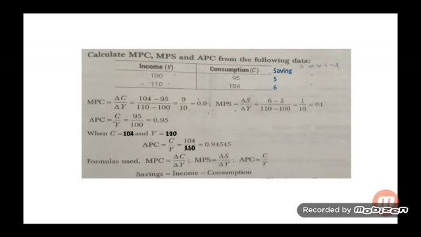And in MPS, change in saving upon change in income, 6 minus 5 divided by 110 minus 100, that is equals to 1 upon 10. It means MPS is equals to 0.1. And average propensity to consume, that is consumption upon income, that is 95 upon 100 is 0.95, and when consumption is 104 and income is 110, APC is 104 upon 110, that is 0.94545. I hope it is clear.